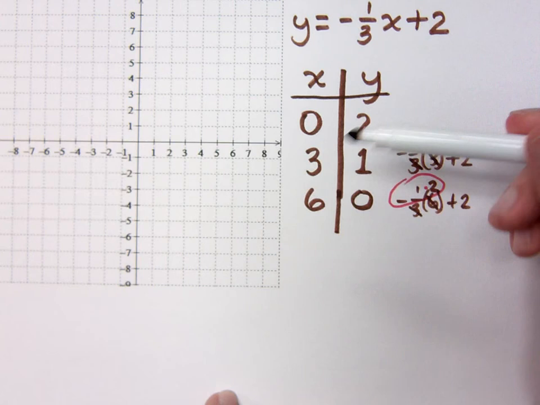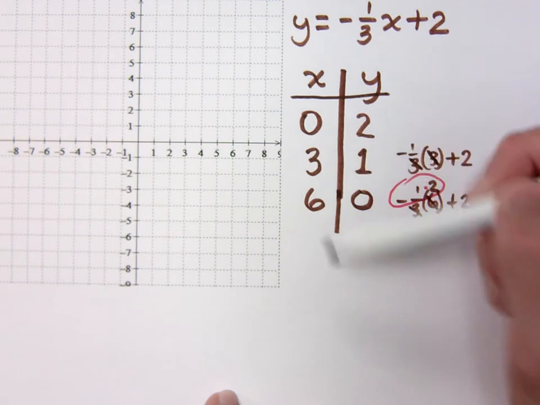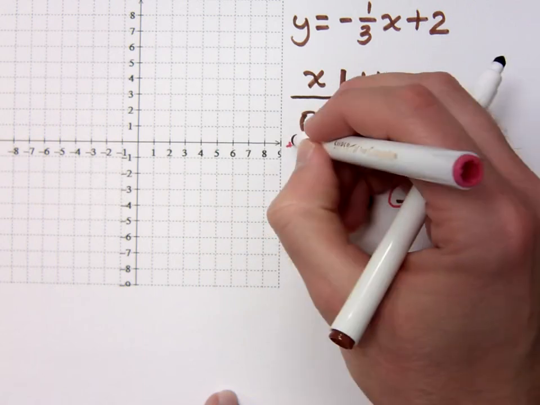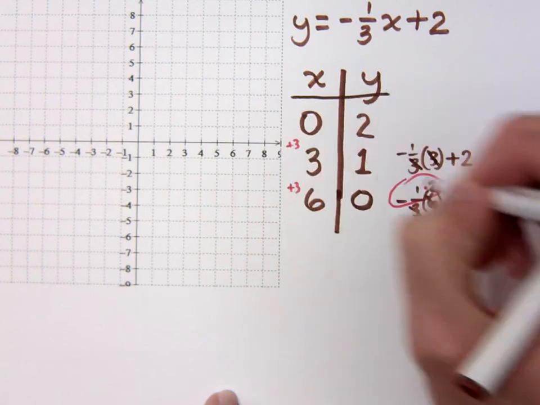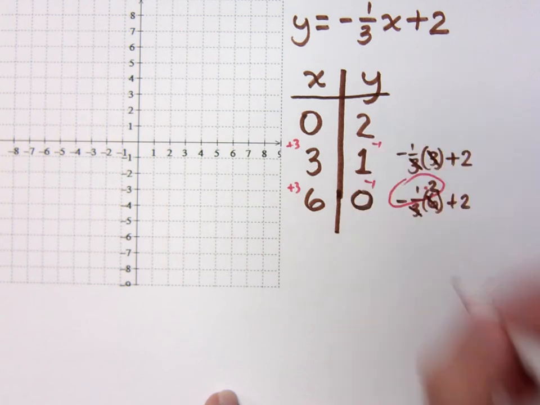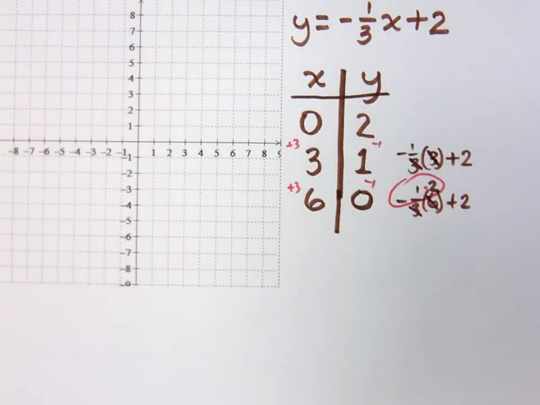Now look at the pattern that we have here. What are we doing with the x's? What's the pattern? X is going up. I'm increasing it by 3, and what's the y doing? It's decreasing by 1, right? Do you think it would keep doing that? Like if I went to 9, do you think it would have the same pattern?